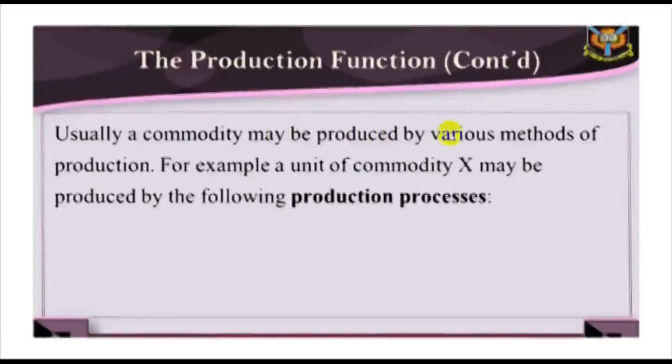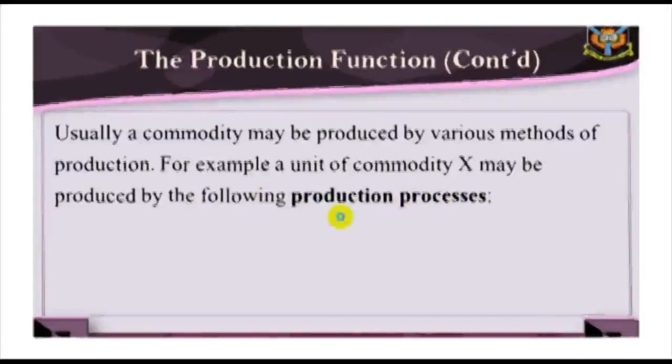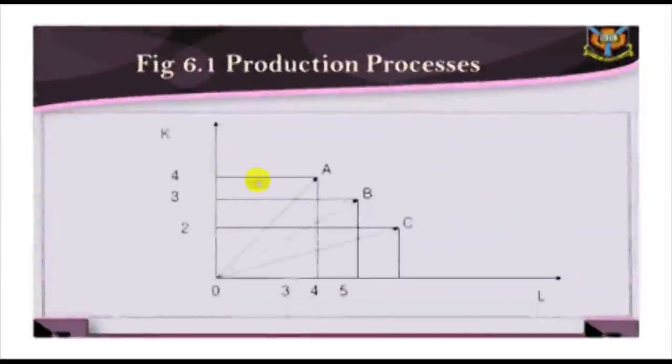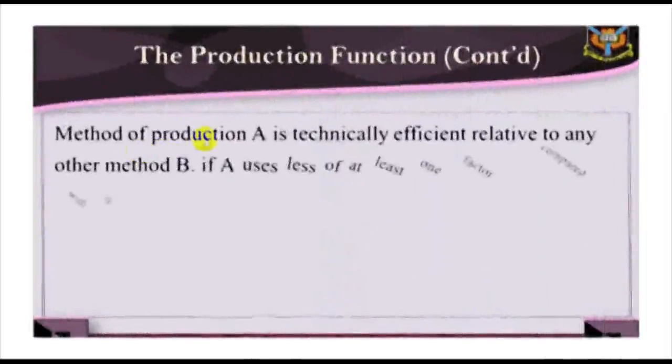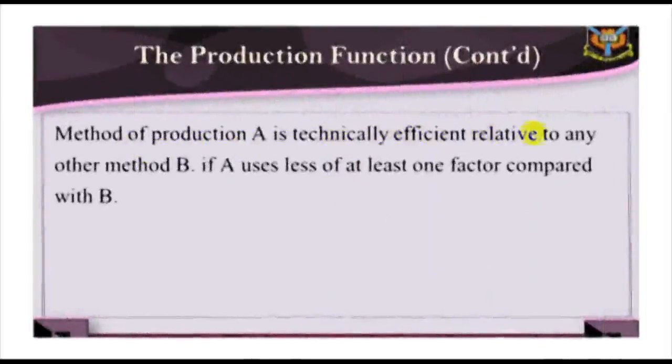Usually, a commodity may be produced by various methods of production. For example, a unit of commodity X may be produced by the following production processes. Labor units: process A 3, process B 4, process C 5. Capital units: 4, 3, 2. Activities may be presented graphically by the length of lines from the origin to the point determined by the labor and capital inputs. The three processes above are shown in figure 6.1.